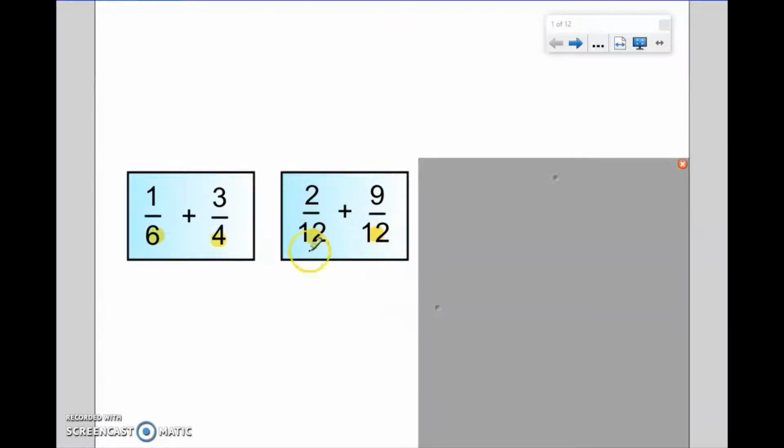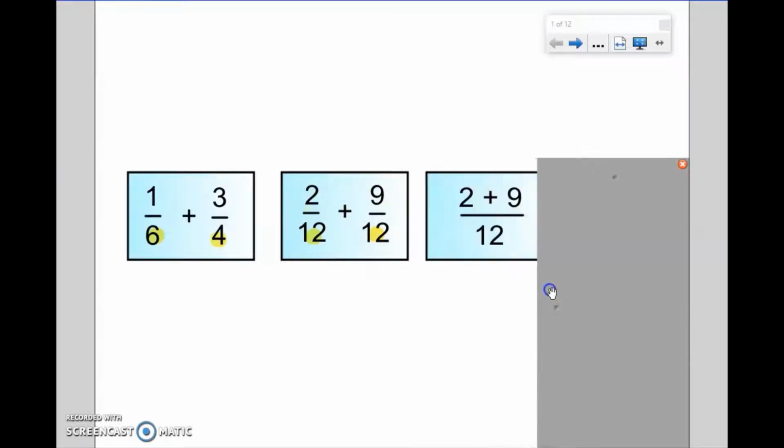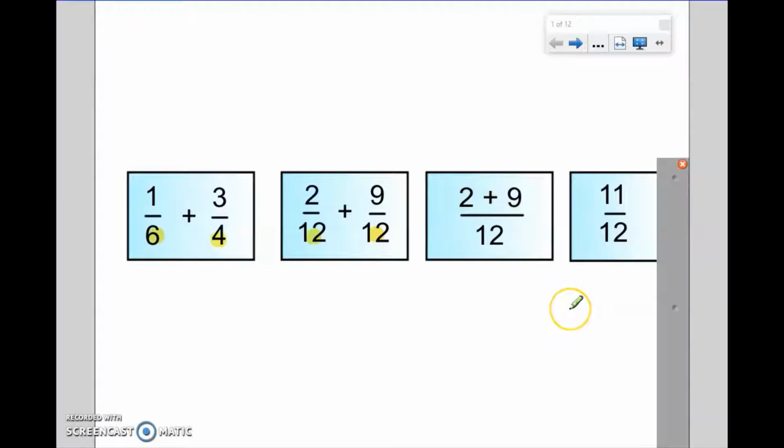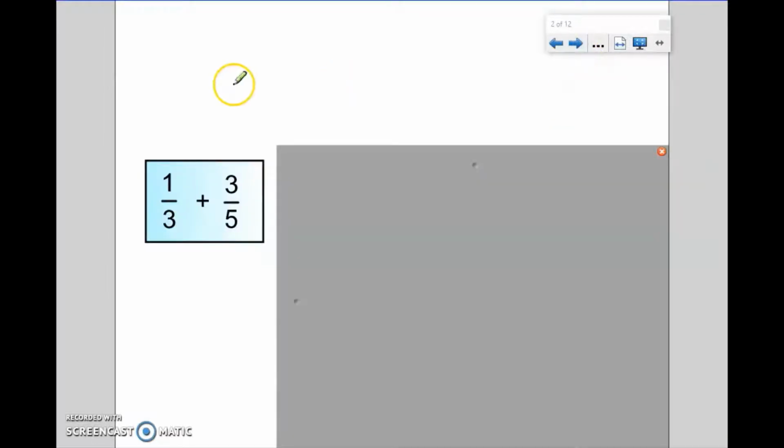Now my question's a lot more straightforward. Now I have that common denominator. All I need to do now is go ahead and add the numerators. So at this point, my denominator remains the same, and I simply add the numerators. 2 add 9, telling me that the result of this addition was 11/12. If at this point I could simplify the fraction, I would do, but in this case I am unable to simplify.